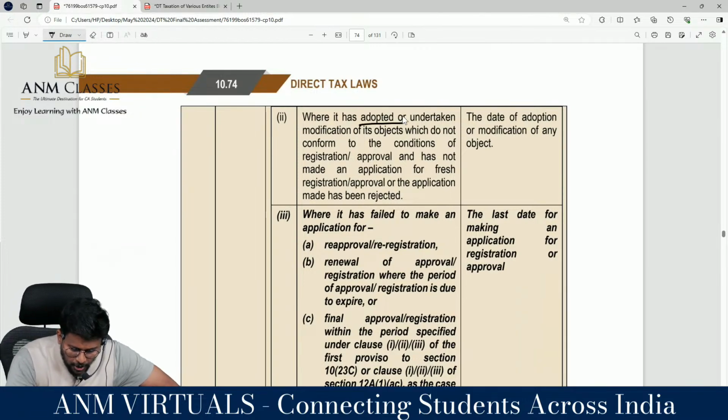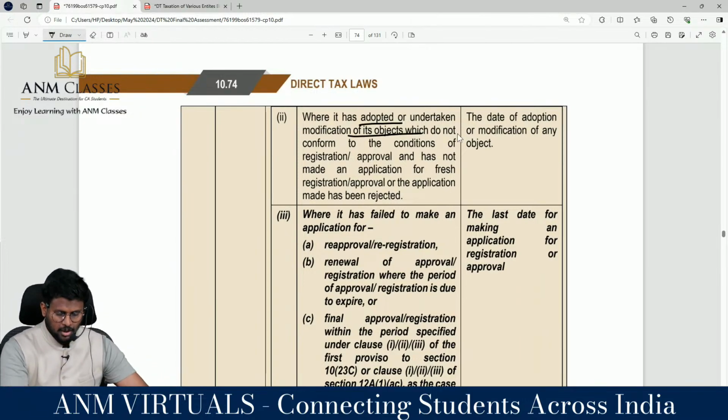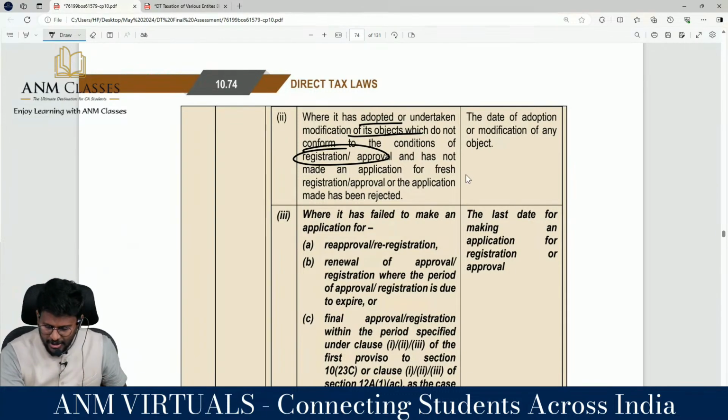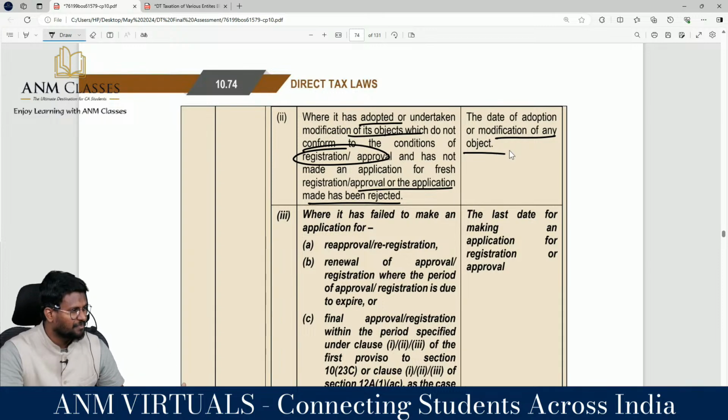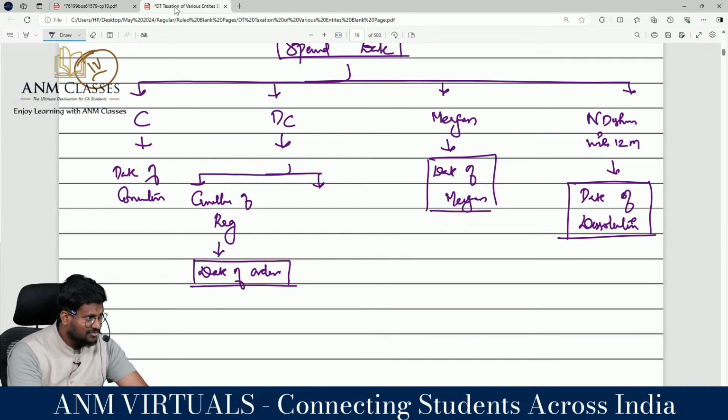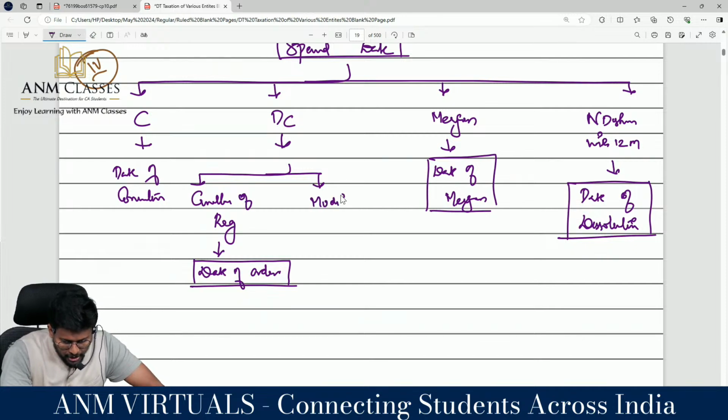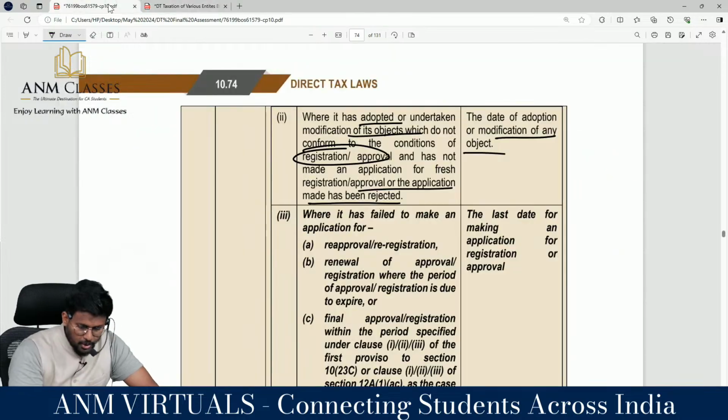Where it has adopted or undertaken modification of its objects which do not conform to the conditions of registration or approval, and has not made an application for fresh registration or approval, or the application has been rejected. The date is the date of adoption or modification of any object. Oh, how strict! Not even rejection is needed. Correct? Number 2, what is number 2? The second one, modification of objects. Date of modification. Coming to the next one.